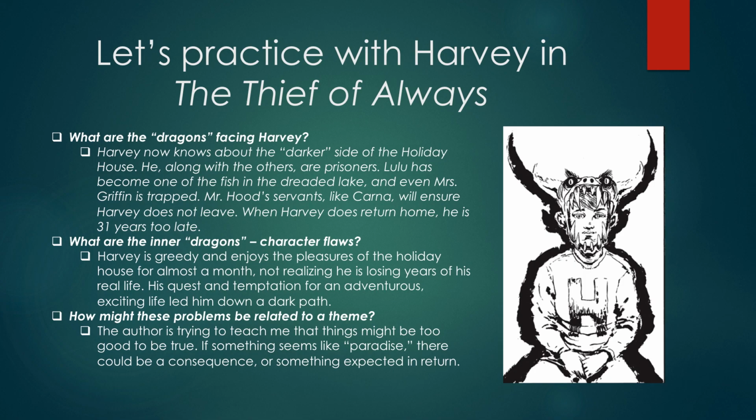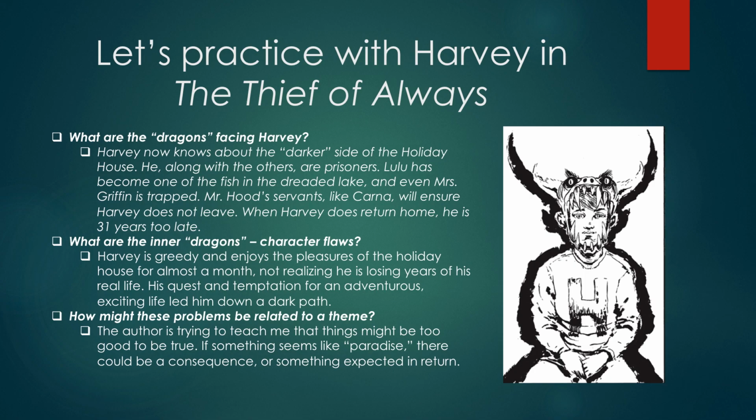So let's practice this with Harvey and the Thief of Always, right? What are the dragons that are facing Harvey? Now, there are actual monsters in this story, right? There's Karna, there's Jive, there's Rictus, who is some kind of a monster, but another dragon that's metaphorical, not a real physical thing, is that Harvey knows that there's a dark side to the Holiday House.